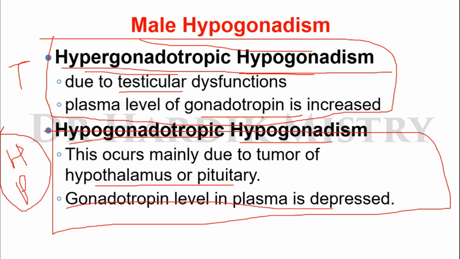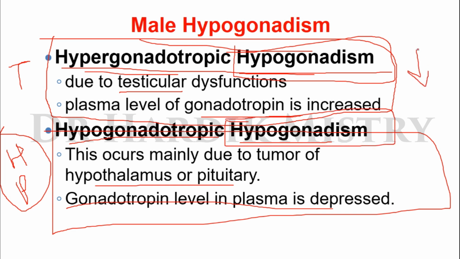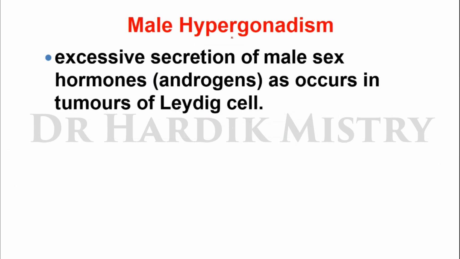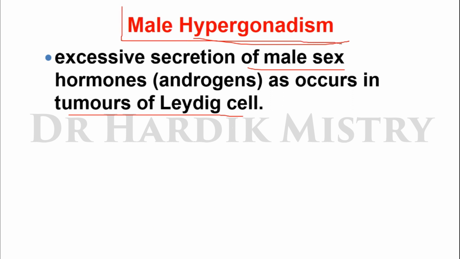Due to both of these conditions, there is development of hypogonadism, the condition where there is a decrease in the level of testosterone inside the male's body. Alright, so that is the male hypogonadism. Now the male hypergonadism. Excessive secretion of male sex hormones or androgens occurs in tumors of the Leydig cells. Tumors of the Leydig cell produce the excess sex hormone, testosterone, and the condition is known as male hypergonadism.